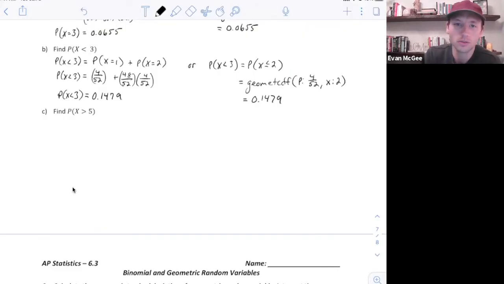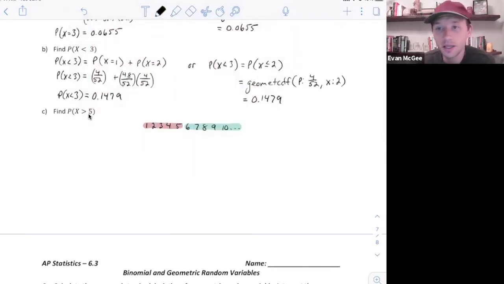The last geometric probability says find the probability of X being greater than 5. The issue with this one is our calculator will only tell us less than or equal to some value, so we need to rewrite this as a less than or equal to statement. And since it's asking for greater than, we're going to have to use the complement rule to write this down.